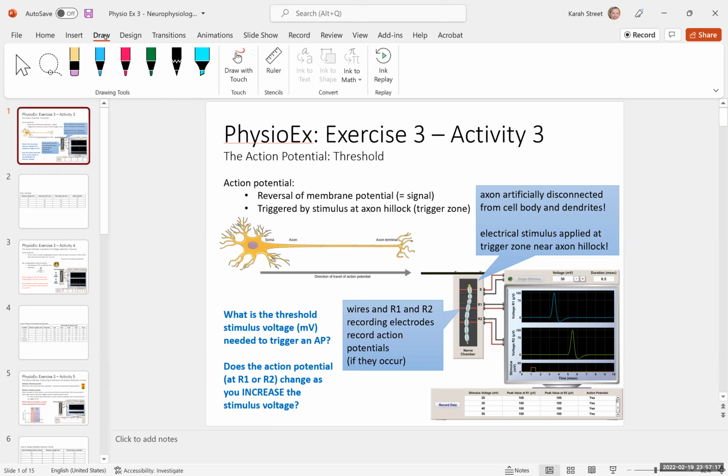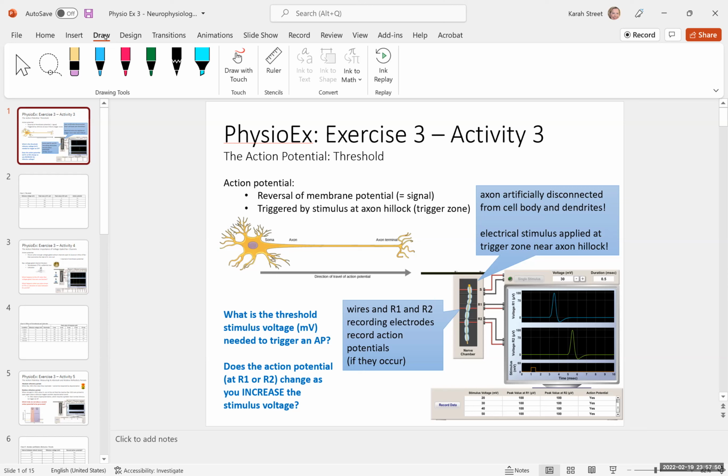Activity 3 was learning about threshold. Threshold is defined as the minimum amount of voltage needed in order to start an action potential. In order to start an action potential, voltage-gated channels must be opened. And voltage-gated channels first begin on a neuron at a place called the axon hillock. Sometimes this is called, quote unquote, the trigger zone.